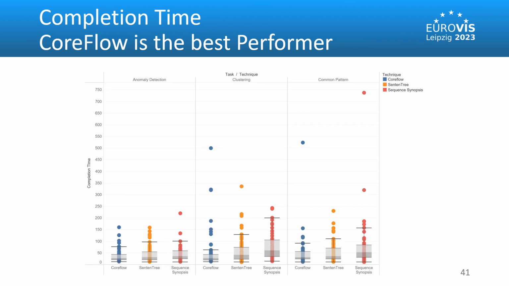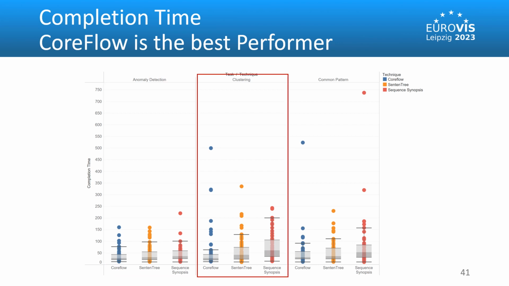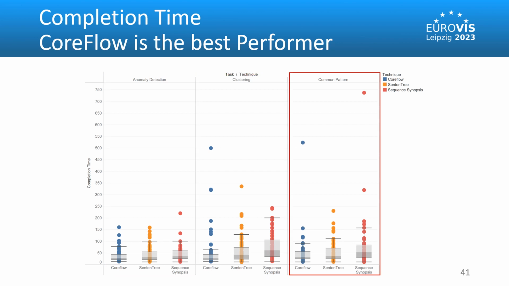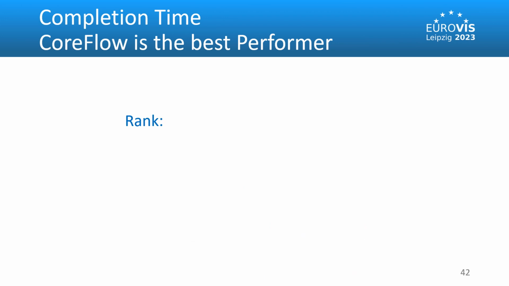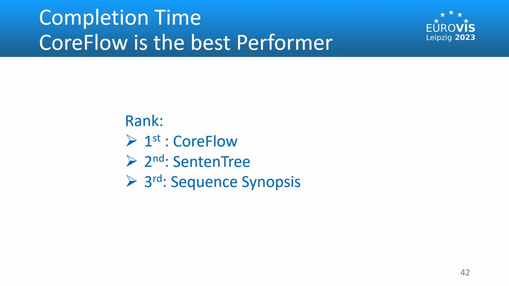Similar pattern is observed across all 3 tasks. CoreFlow has the lowest average completion time for anomaly detection, clustering, and common pattern identification. Here is the ranking for the 3 techniques in terms of completion time. CoreFlow takes the first position, followed by SentenTree and Sequence Synopsis.